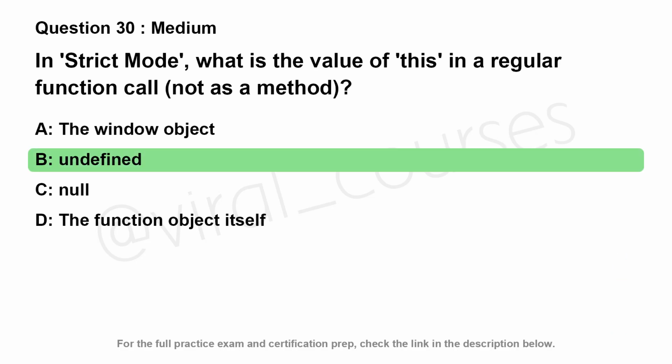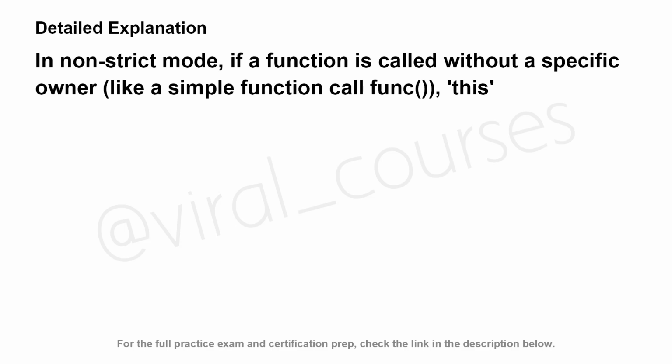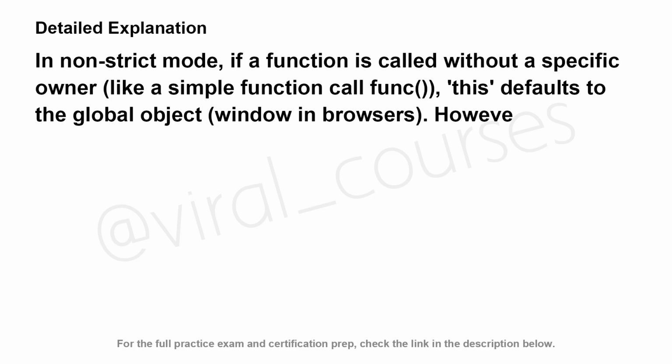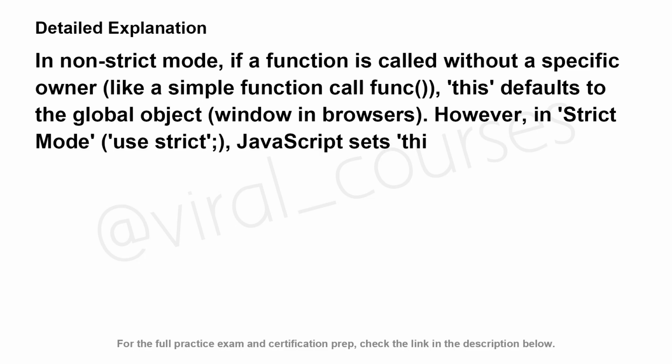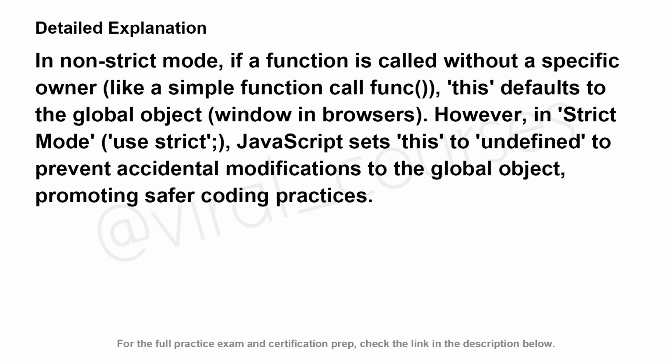The correct answer is B. In non-strict mode, if a function is called without a specific owner, like a simple function call func(), this defaults to the global object window in browsers. However, in strict mode, "use strict", JavaScript sets this to undefined to prevent accidental modifications to the global object, promoting safer coding practices.